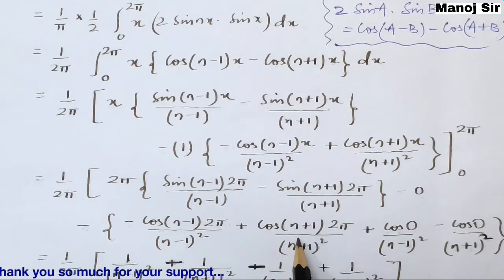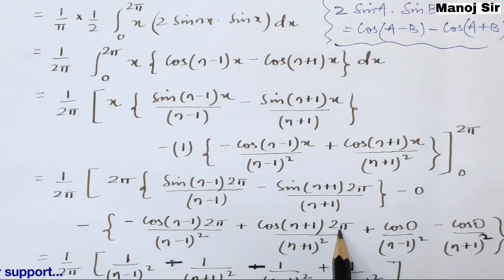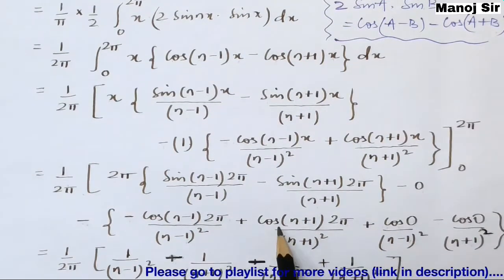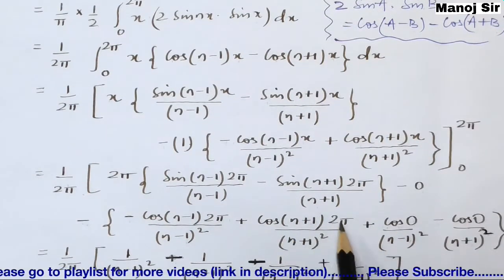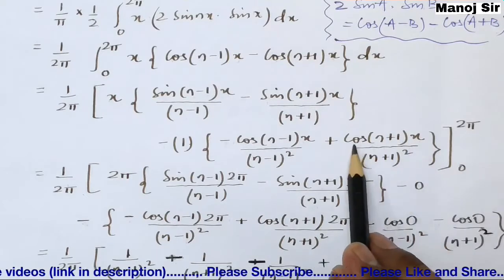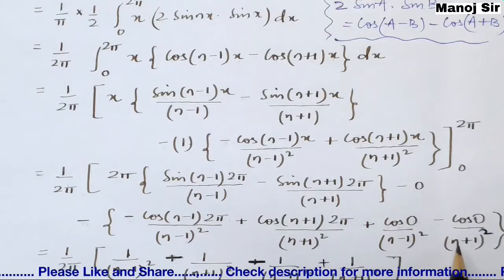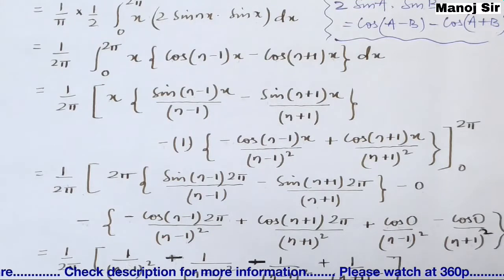Again, we will put the lower limit here also. In place of x, we need to put 0 only. The upper limit is positive, then the lower limit would be negative. So if you put x equal to 0 here, this is going to be cos 0 upon (n plus 1) whole square. I hope up to this part it is very much clear to you.